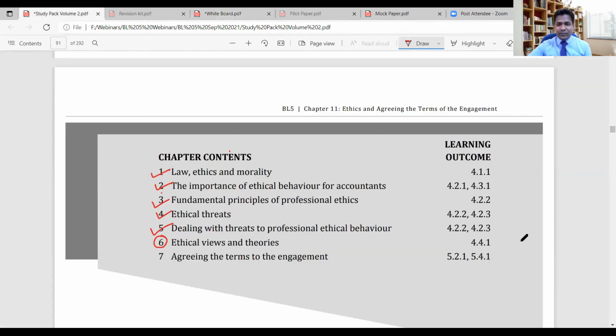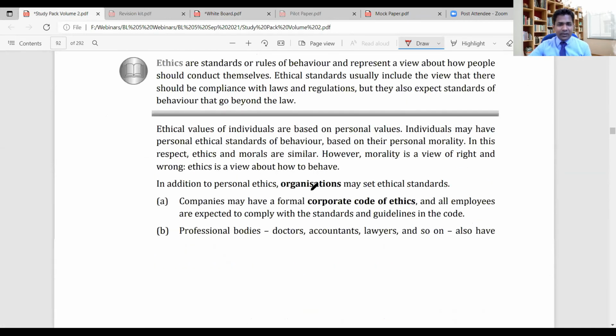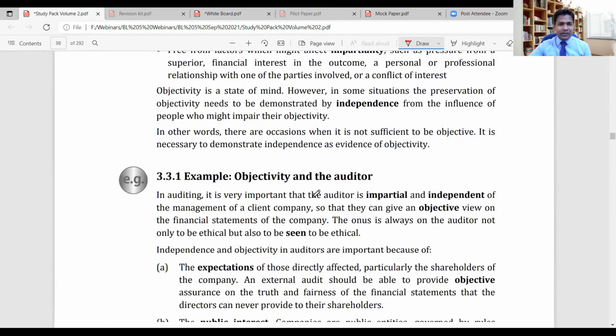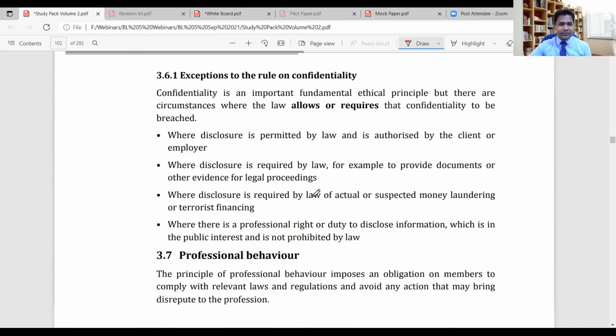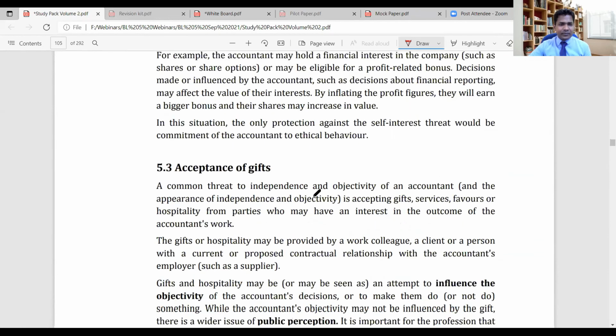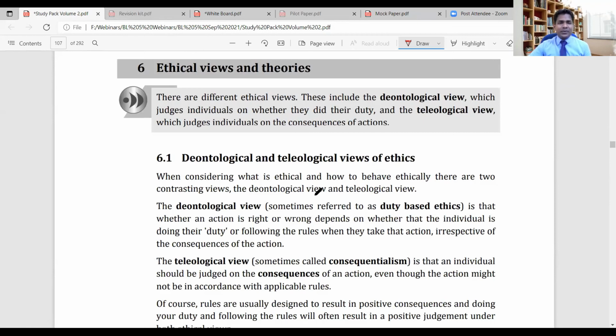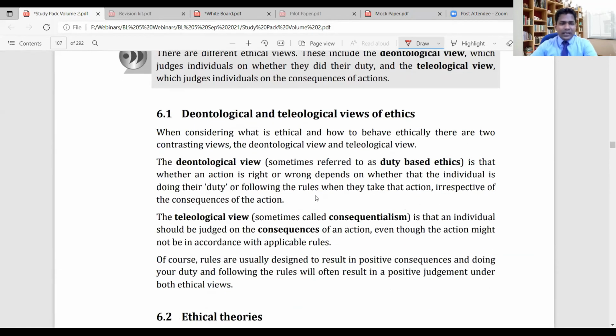If I go down the chapter, see. If you see this definition with me: when considering what is ethical and how to behave ethically, there are two contrasting views, the deontological view and the teleological view. The deontological view, sometimes referred to as duty-based ethics, is that whether an action is right or wrong depends on whether the individual is doing their duty or following the rules when they take the action, irrespective of the consequence of the action.